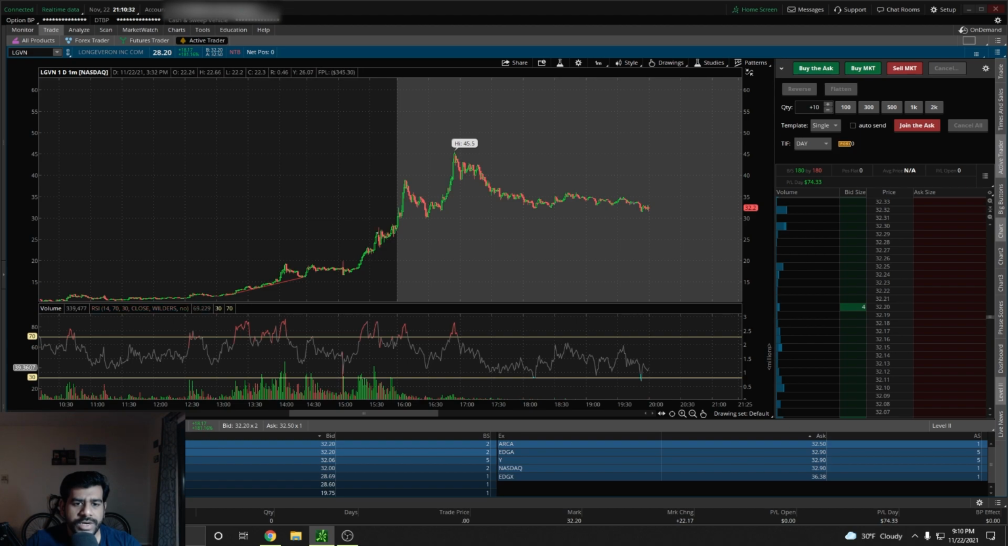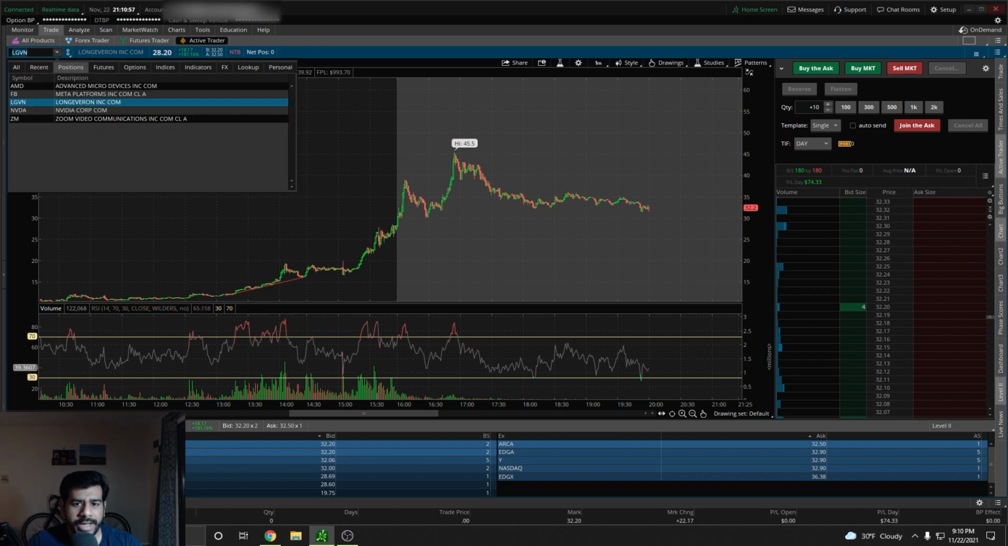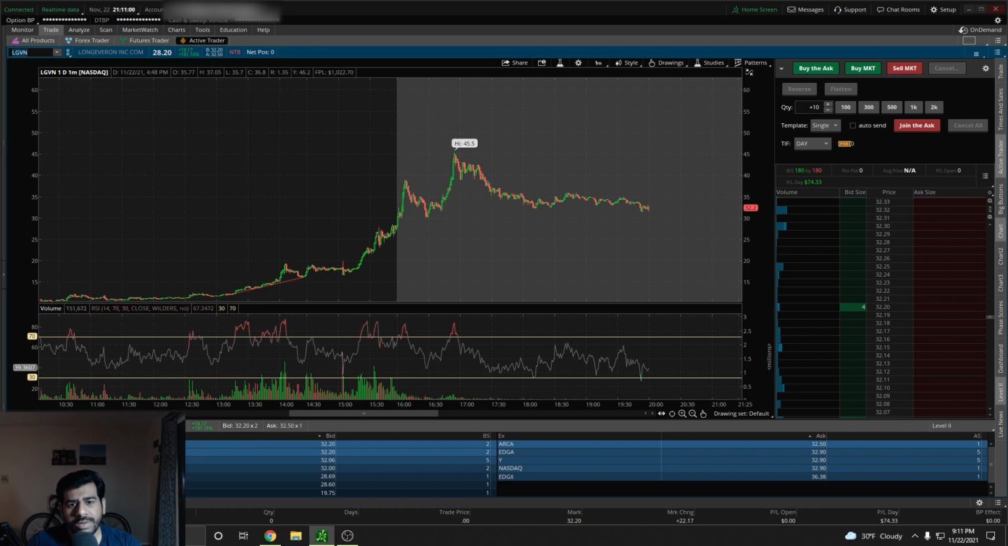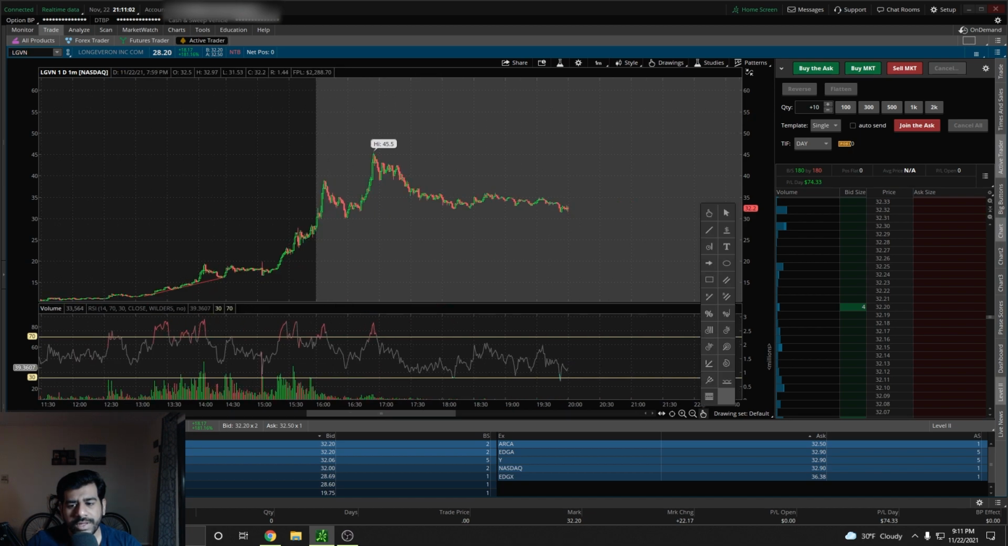And I took my trade during this bull flag, as it started making higher lows. And I took multiple trades, like 100 shares at one time, and then I was just playing with 10 shares, trying to get as much profit as possible, but ended up making just $74.33.